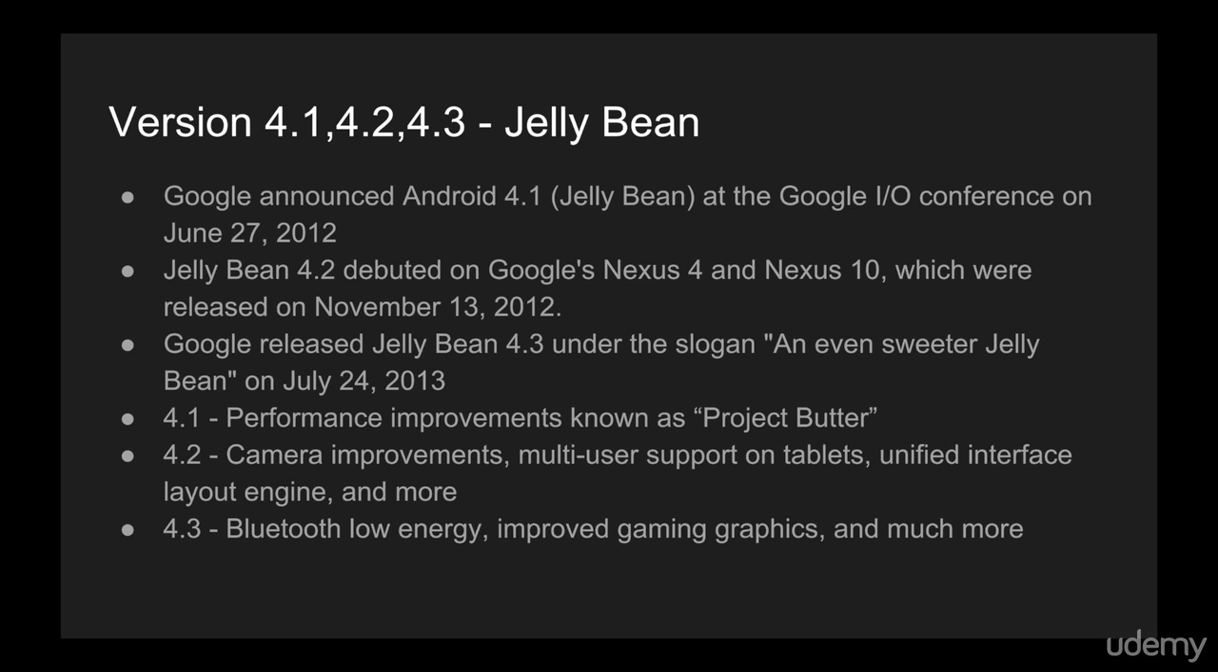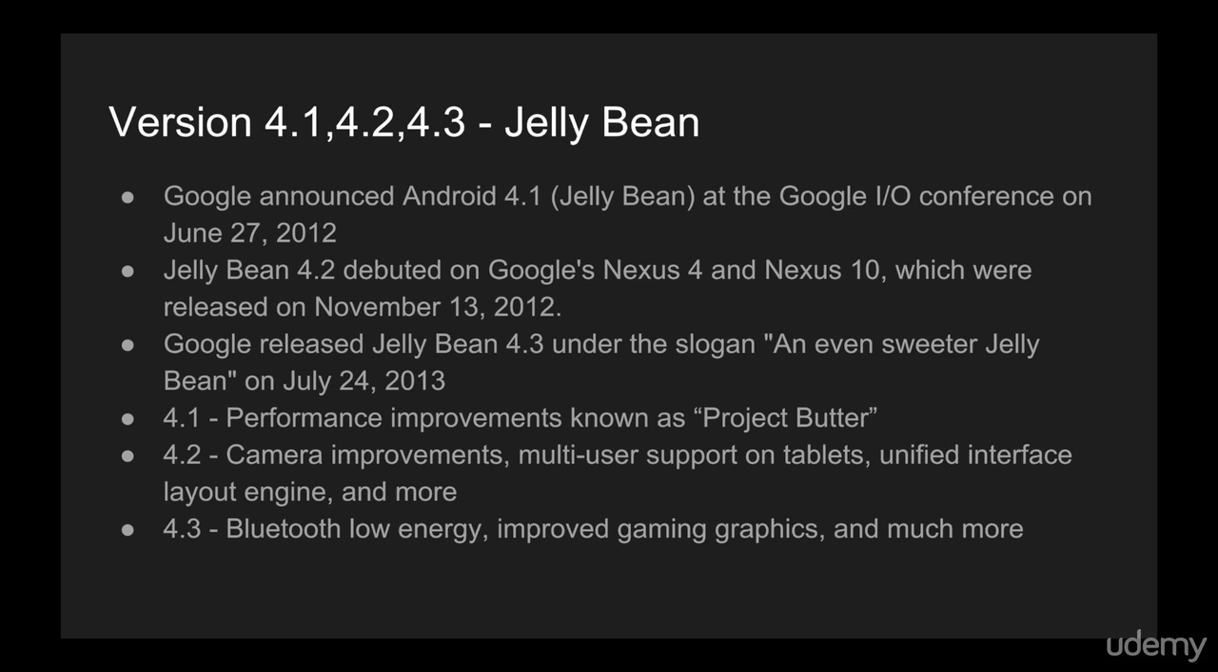So next was 4.3, Jelly Bean again, and Google came out with a slogan saying "an even sweeter Jelly Bean." Most Nexus devices received this update within a week, although the second generation Nexus 7 tablet was the first device to officially ship with it.